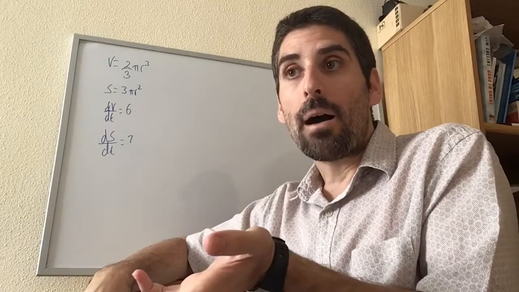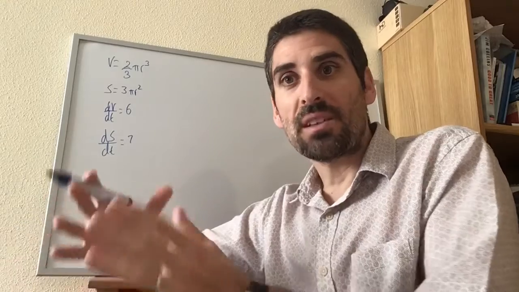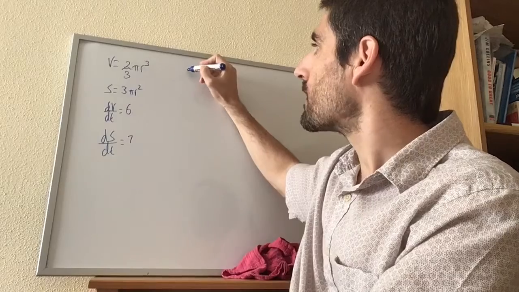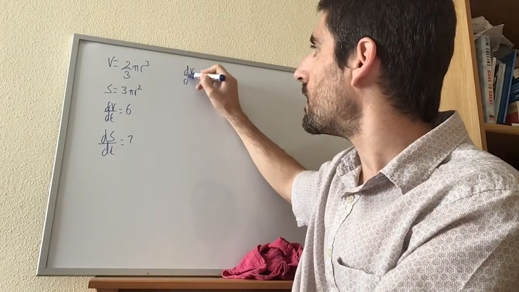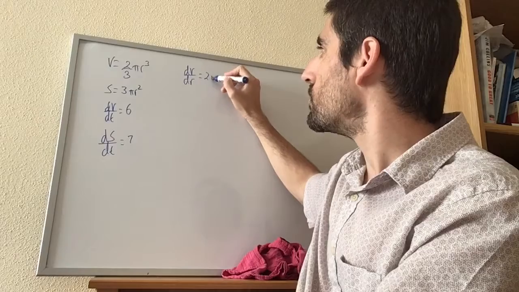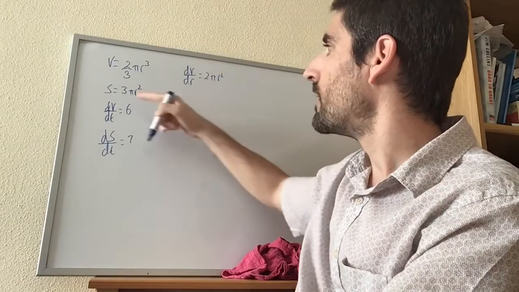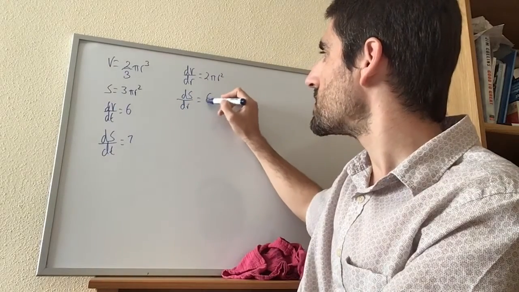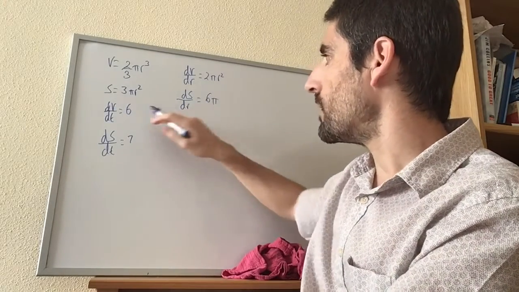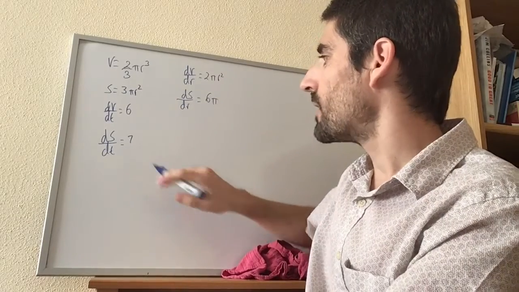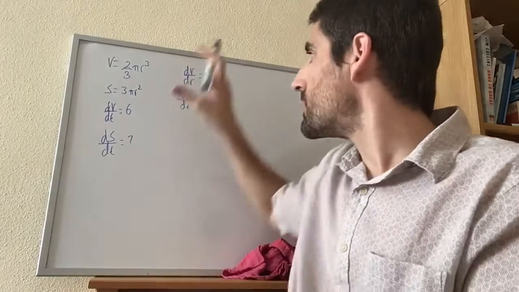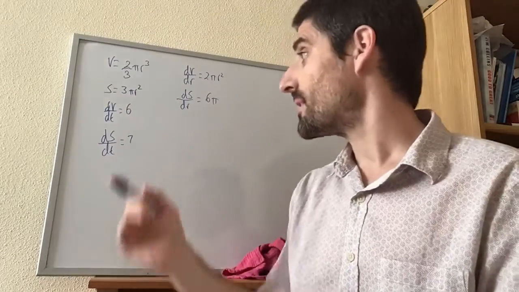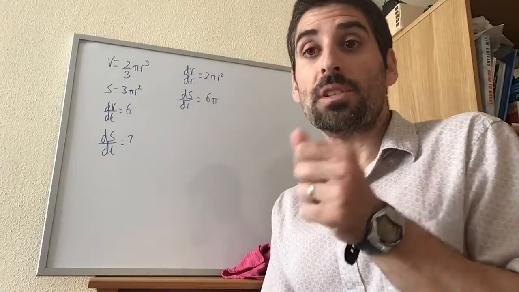So I'm going to differentiate first and see what moving pieces I can use and take it from there. So first of all, I can find dV over dr, which is going to be 2 pi r squared. I can find dS over dr, which is 6 pi. I know dV over dt is 6. I want to find dS over dt. So with those three moving pieces, I need to find dS over dt. So I'm going to do the same thing I did before.